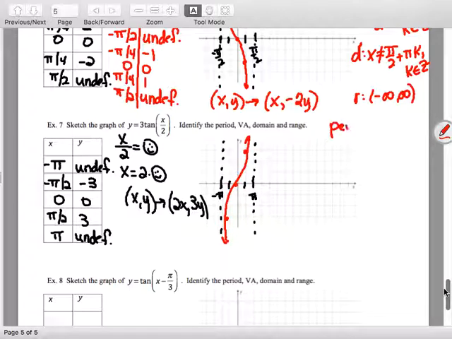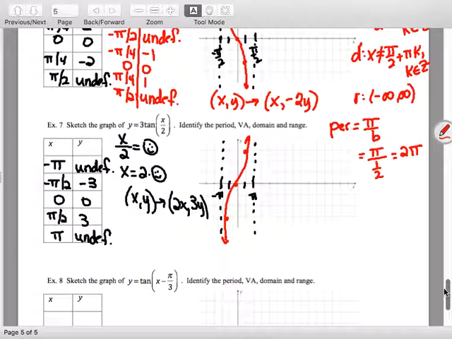Now the period length is pi divided by b. So in this case, b is 1/2. So the period length is 2 pi. Doesn't that make sense? Look, between vertical asymptotes, negative pi to pi, that's 2 pi, right? Pi to the left, pi to the right, that's 2 pi. So your graph should verify what you're getting.